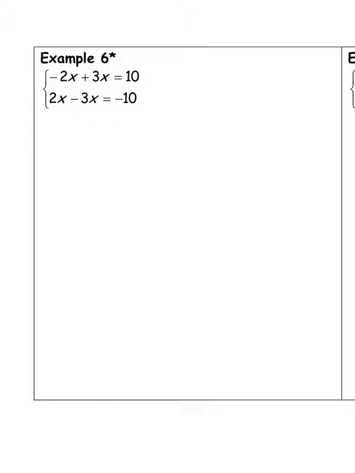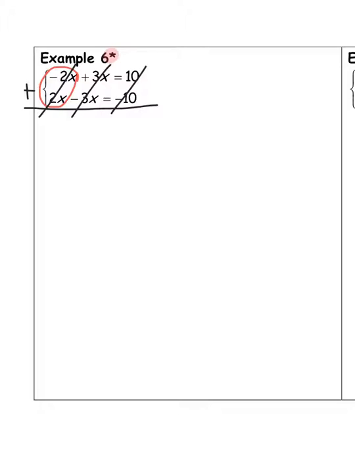Alright, example 6, and there's a little star next to this because this is a special problem. It's a special case. So I notice right away that actually the x's, look, they're all set up. They're going to cancel if we add them because they have the same number out front but a different sign. One's positive, one's negative. So I'm going to add these. I get negative 2x plus 2x, that's 0. Okay, those cancel. I also get 3x plus negative 3x, that's also 0, those cancel. Then over here I get 10 plus negative 10, that's also 0.